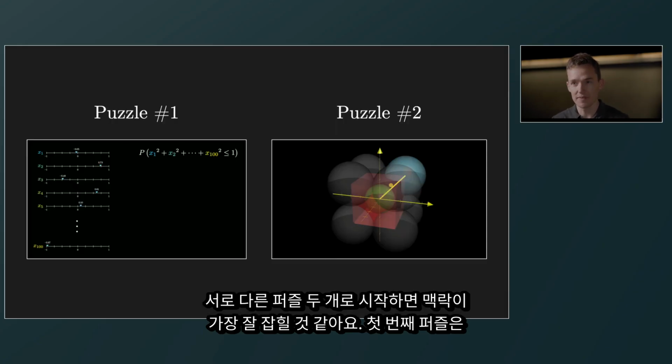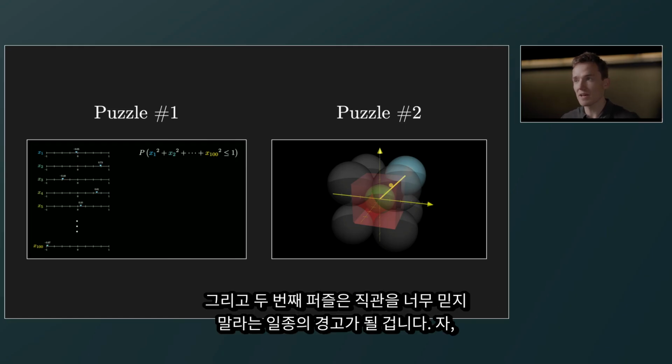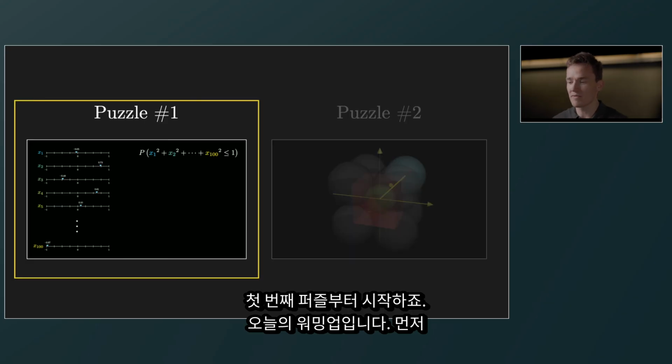Now, before I dive straight into it, I think the scene is best set if we start with two different puzzles. The first puzzle is just going to give us a sense of the meaning of what we're about to do, because it runs the risk of feeling pretty abstract. And then the second puzzle is going to be a kind of forewarning, not to trust our intuitions. So let's start with the first puzzle. This is our warm-up for today.